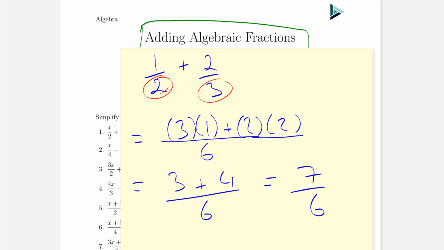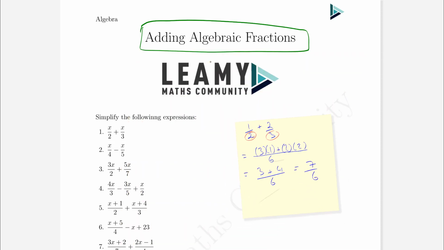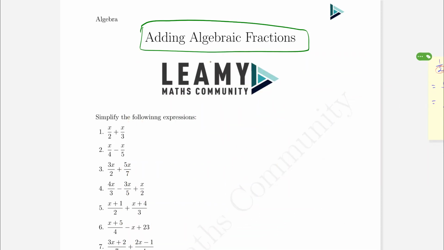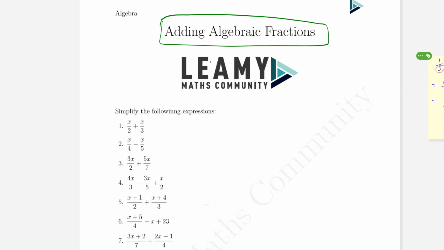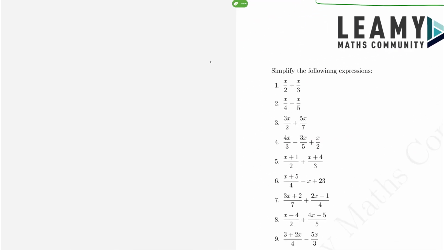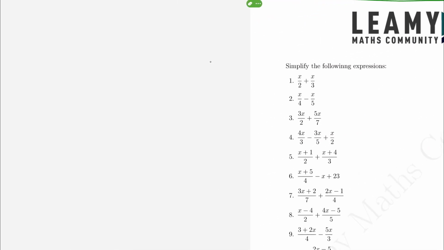And the important thing to understand is the rules of adding fractions never change. So just because we introduce letters now instead of numbers, the rules haven't changed. So I'll do a couple of these for you. Let's start off with the very first question here. x over 2 plus x over 3. So this is very similar to the previous one I showed you.